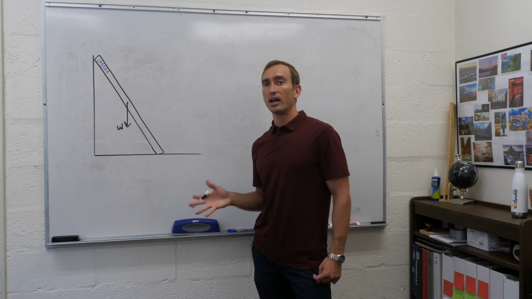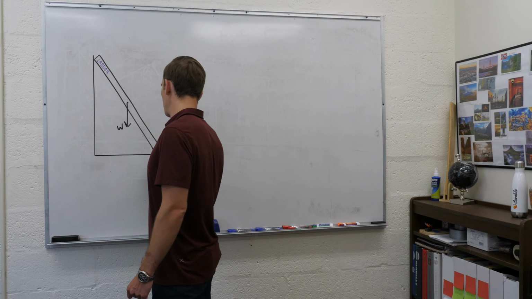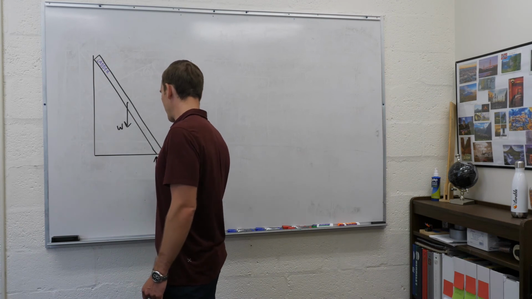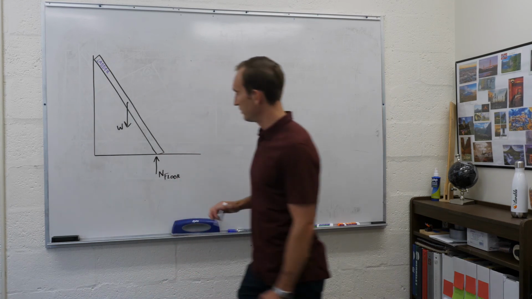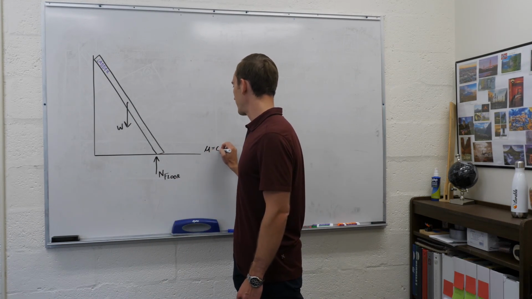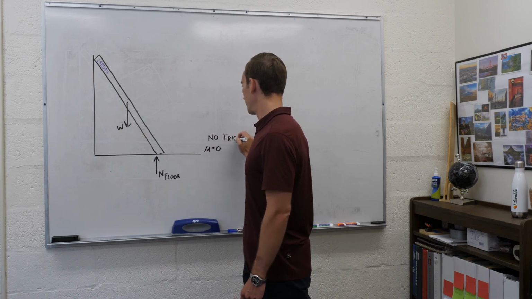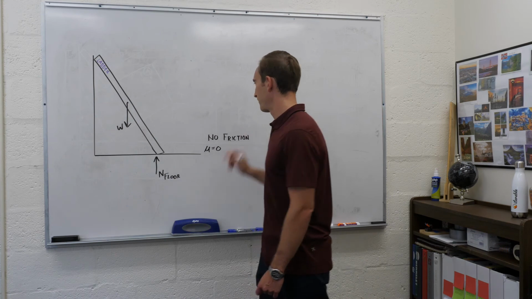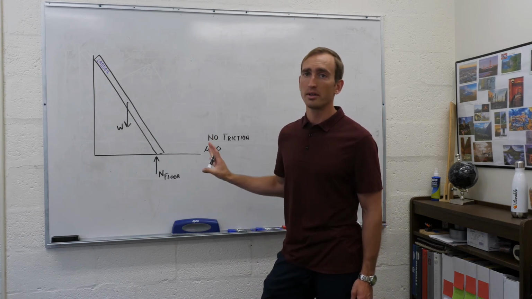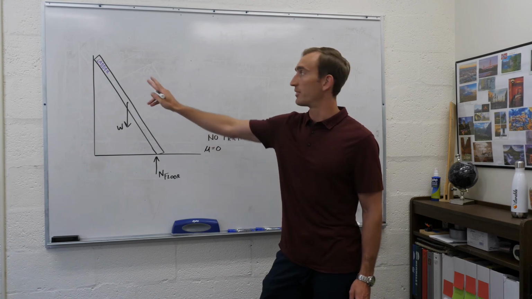What we need to do now is draw a normal force down here to cancel that out, because we know that the floor is going to push back. So we have the normal of the floor. Now we're told down here that mu, the coefficient of friction, is 0, or that there's no friction on the floor. So the only other spot of contact between the ladder and another object is at the wall.